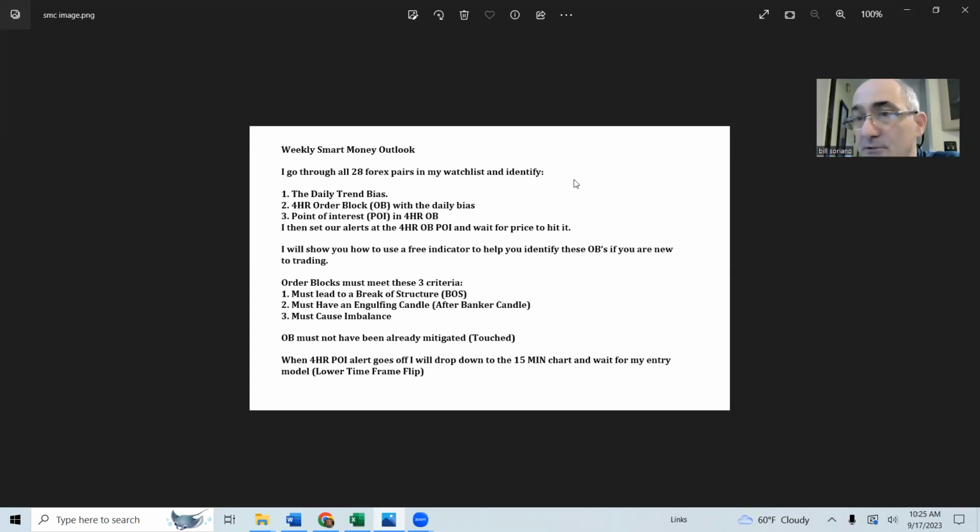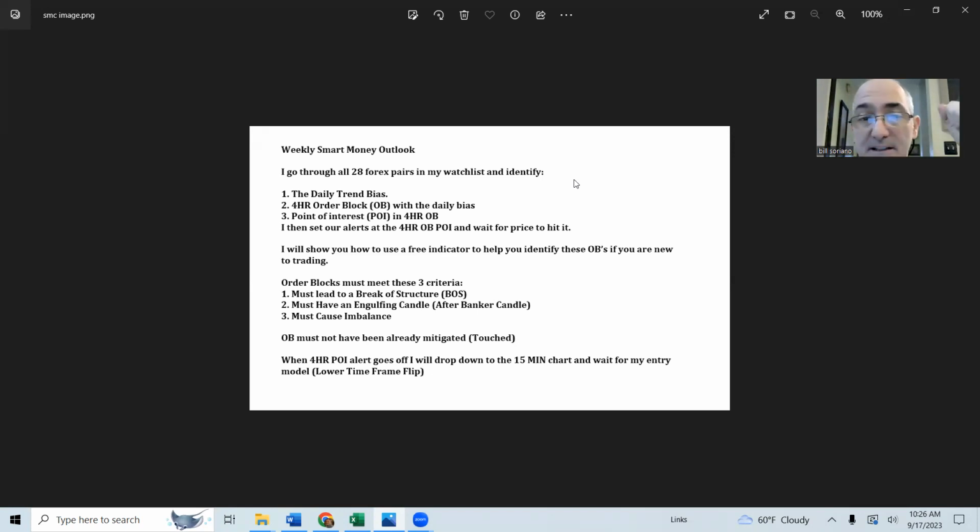Now, when I do this, I'll be using a free indicator that I use. It's pretty accurate. It's accurate about 80% of the time. You'll see as I go through pairs that sometimes I don't agree with the order block that it's giving us. It also gives you order blocks going both ways. And of course, we only want to trade with the higher time frame trend. So we just ignore those other order blocks that it gives us.